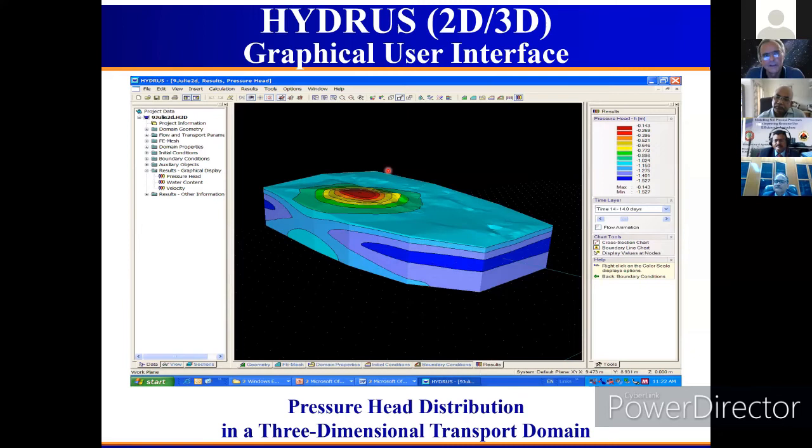I forgot what we call them exactly in Hydrus, but you can, for example, have a water level in the furrow. When water is there, we have a head boundary. When the water infiltrates, it switches to the flux boundary or atmospheric boundary, etc. So there are a lot of possibilities to switch between different types of boundaries, which makes Hydrus very flexible, I think.